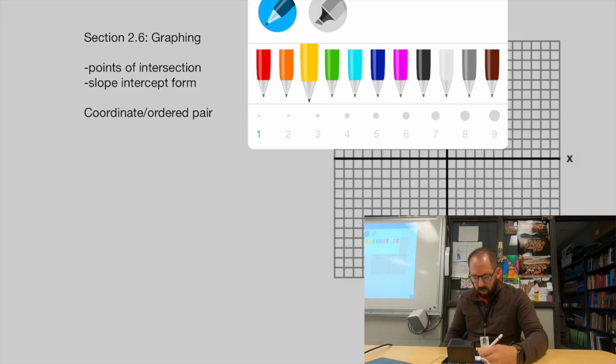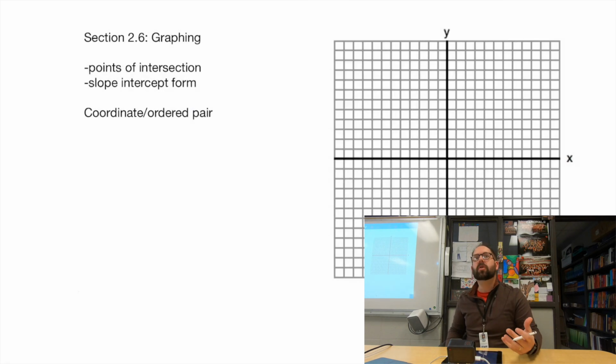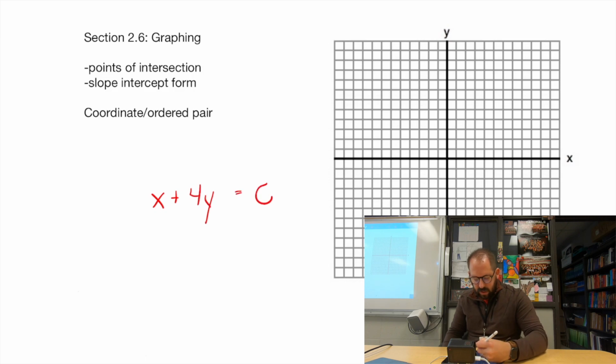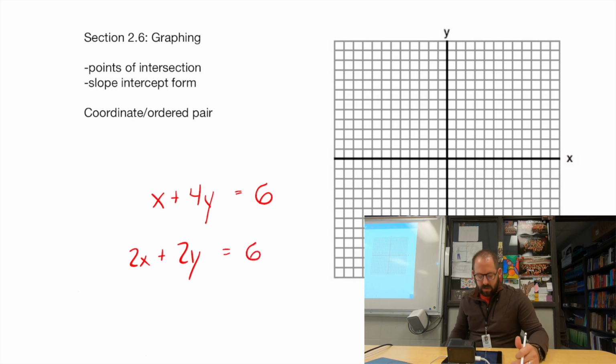Okay. Let's do a few notes here. So remember, the whole goal is to figure out where lines cross, right? So let's just do a first example here. Let's do something like x plus 4y equals 6 and 2x plus 2y equals 6. Let's do that.